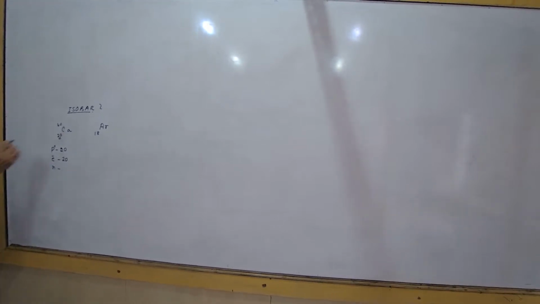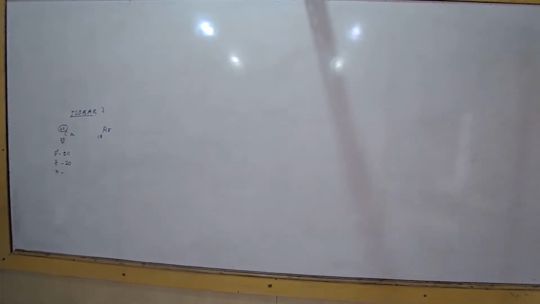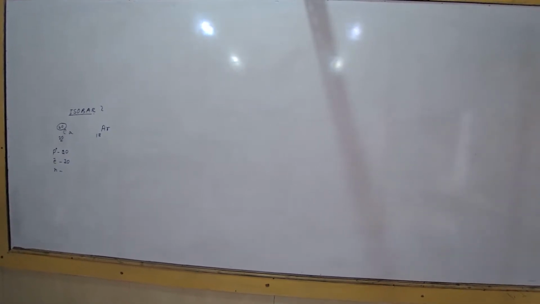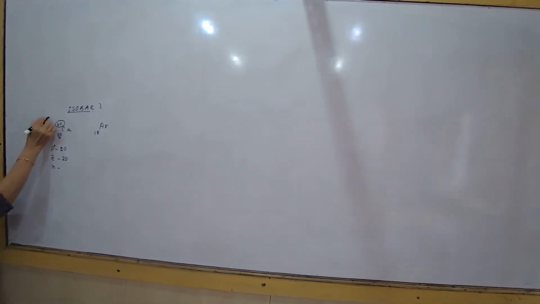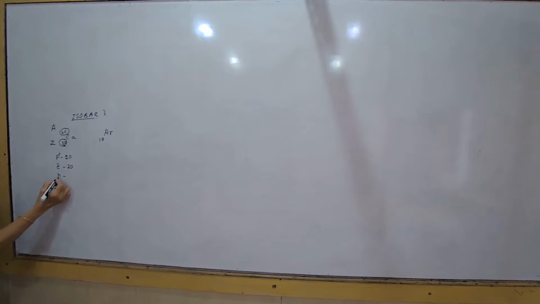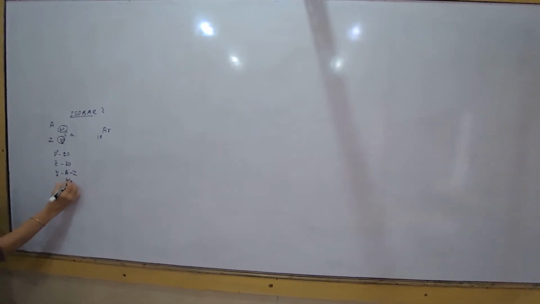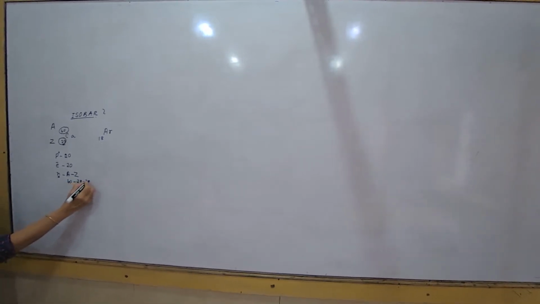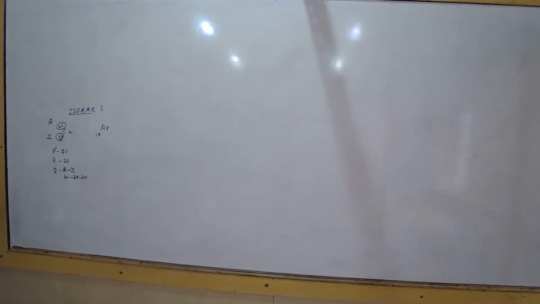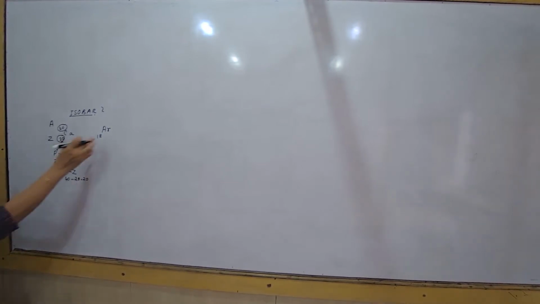You remember this number? What does it tell us? It tells us the atomic mass number. So this is your A and this is your Z. If you want to find the number of neutrons, it is A minus Z, which is 40 minus 20, which is equal to 20. You understand? Okay. Now, let's talk about argon.